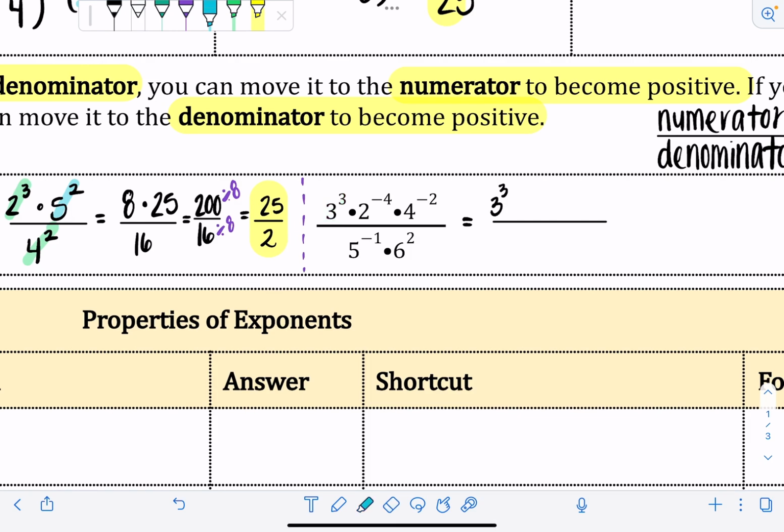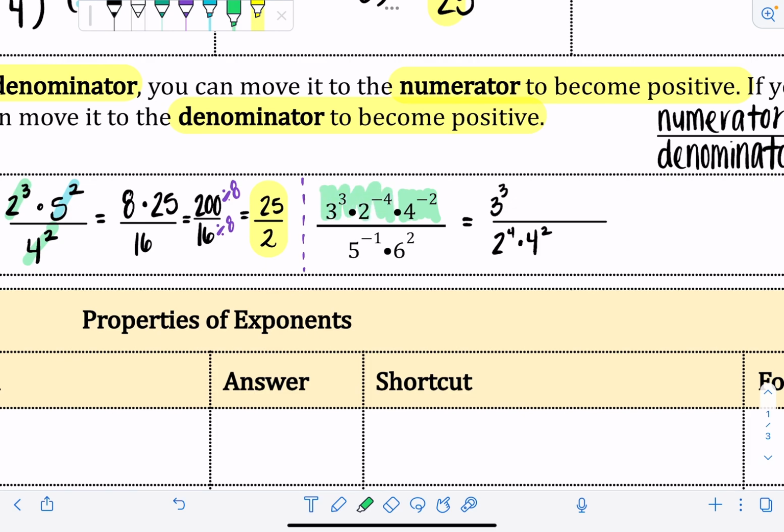And then next I have this 2 to the negative fourth power, which has a negative exponent, so that's going to move downward. So I'm going to put a 2 to the positive fourth power down here. And we're not going to worry about what's down there yet. We'll take care of that after. And then next I have this 4 to the negative second power. So it has a negative exponent, so that's going to move down also. So I'm going to put a 4 to the positive second power down here. So we've taken care of what was originally in the numerator. We've done all of this.